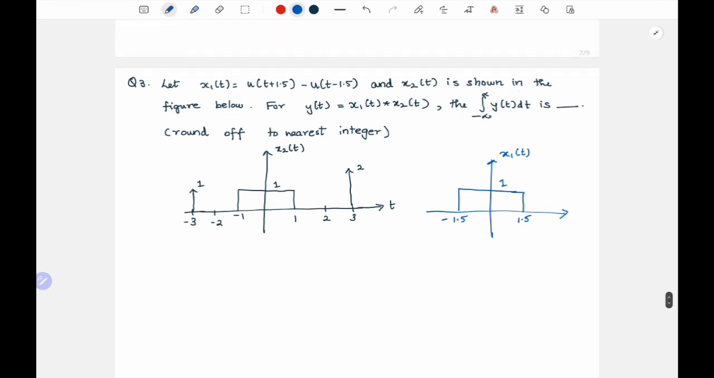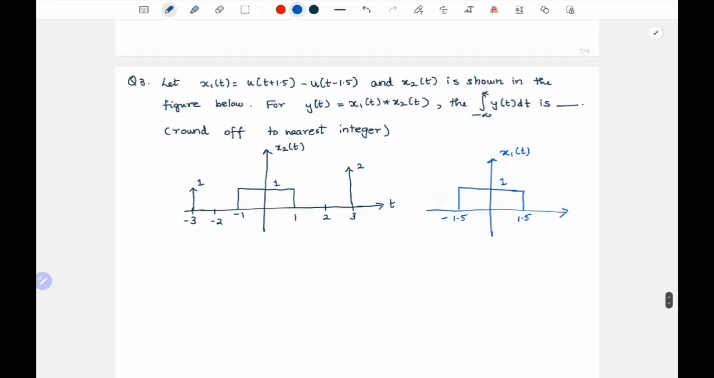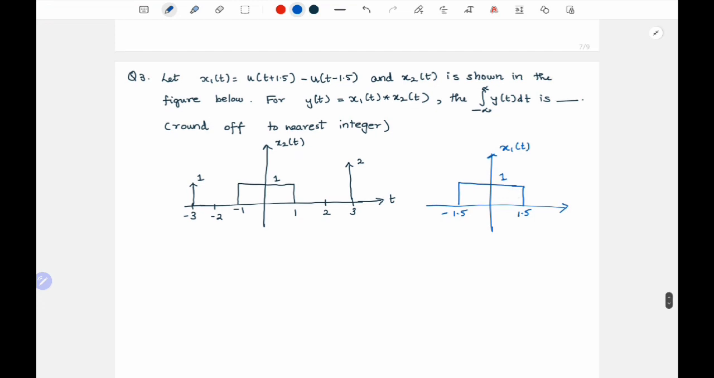And x2 of t is shown in the figure below. Okay, this is x2 of t. For y of t equal to x1 of t convolved with x2 of t, we want to take the convolution between these two signals, and they're asking what is the area under y of t. So how do you approach this question? If you directly take x1 of t and x2 of t and try to convolve, you're surely going to make a mistake because you have some impulses here and a rectangular pulse here.